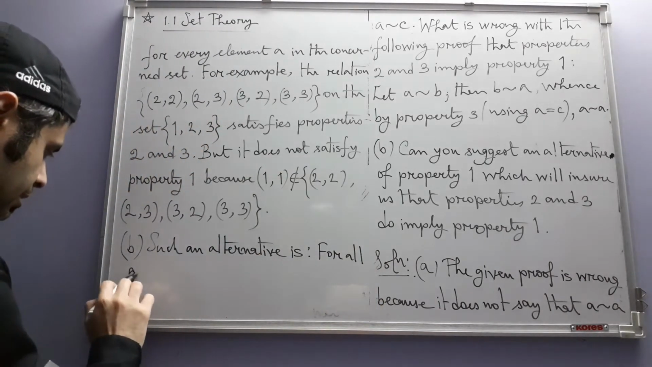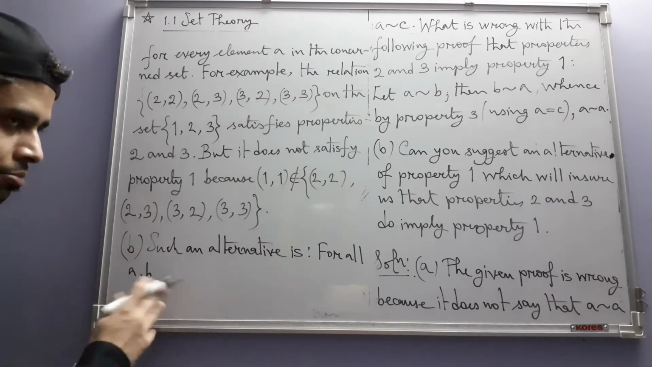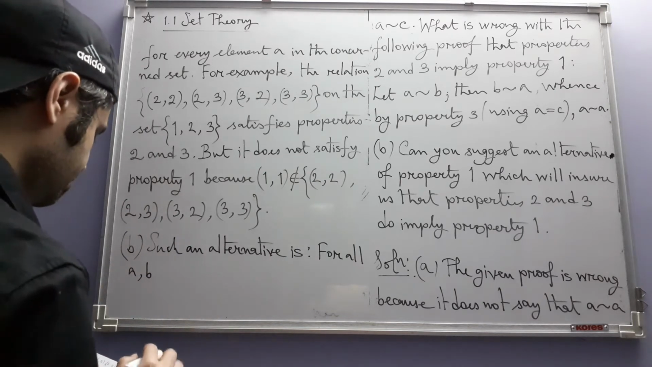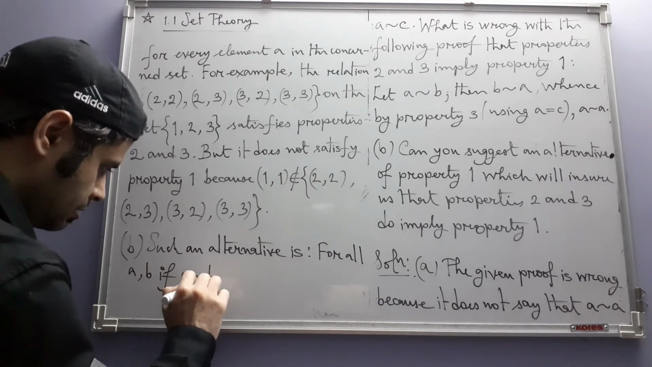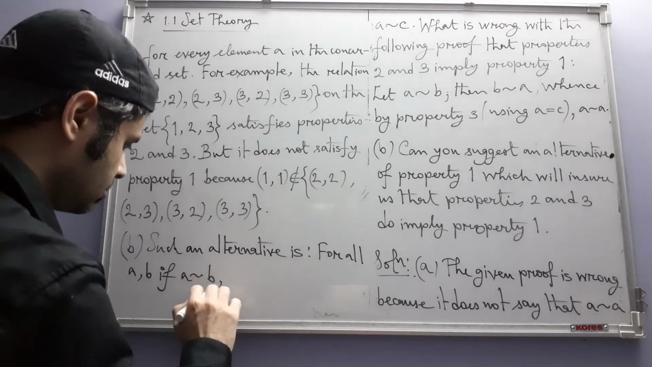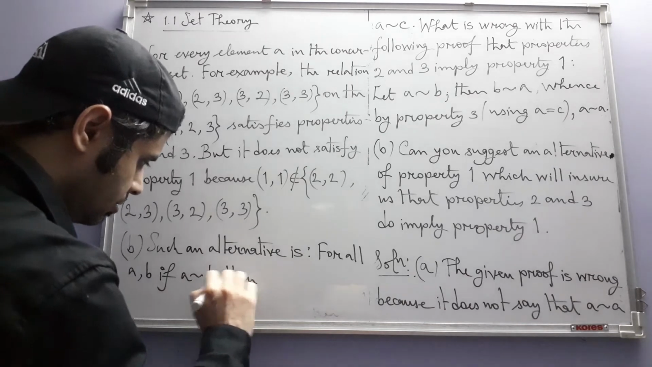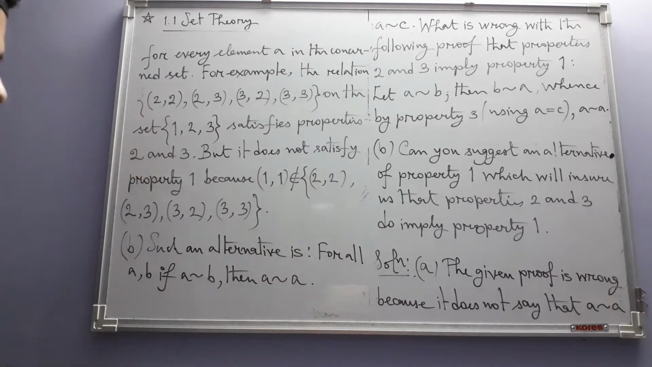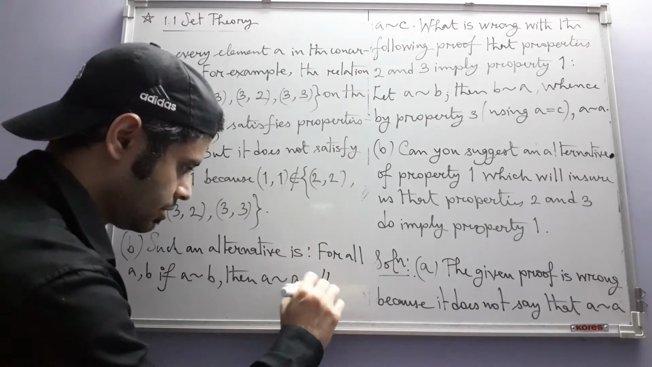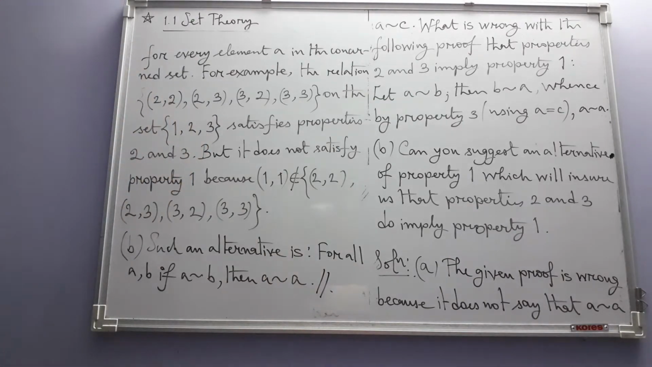For all A and B in the set from which we are taking the element, if A is related to B, then A is related to A. This is the alternative property 1. Okay. So this completes the solution.